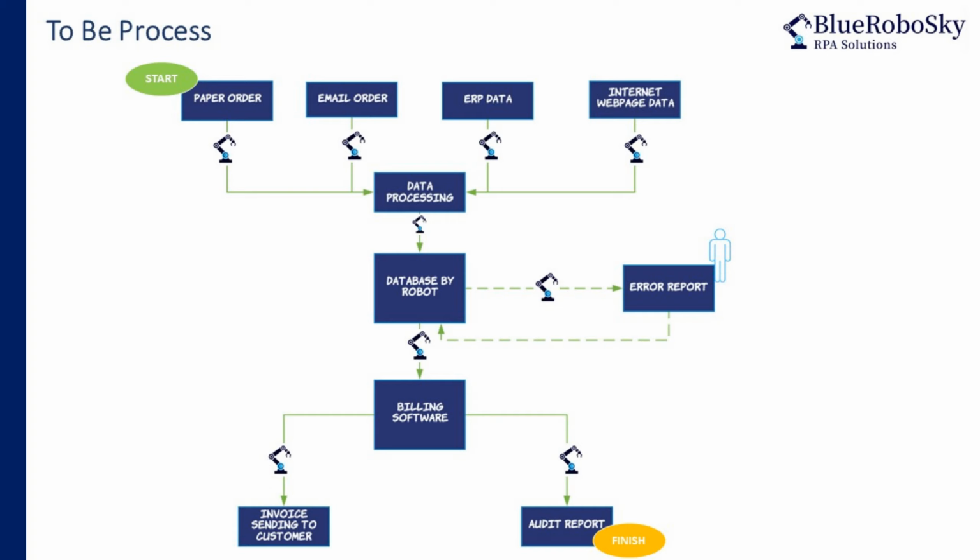In this slide, you can see what process steps can be subject to automation easily. Basically, only the error report is an exception where human interaction and decision is required. All the other steps can be done by robots easily.